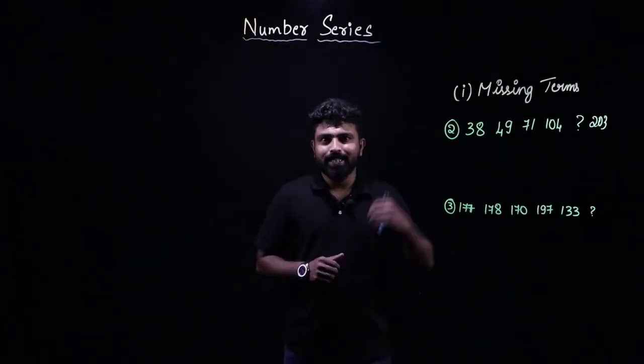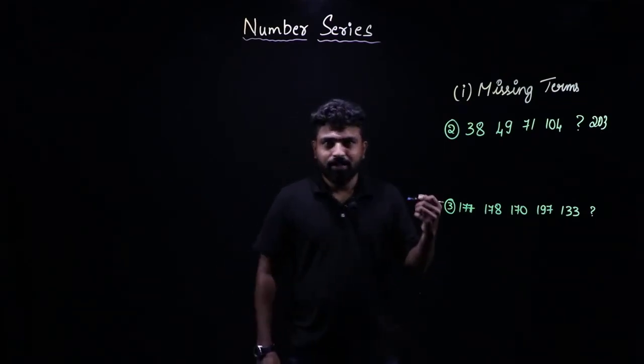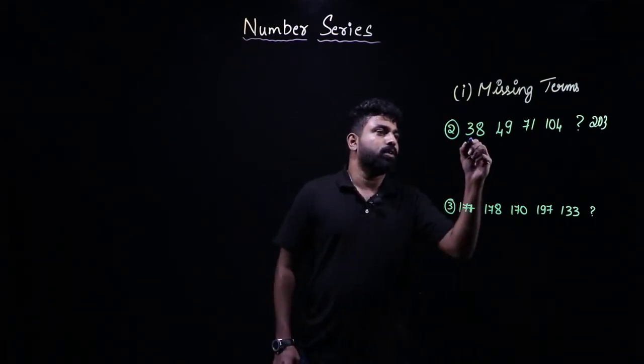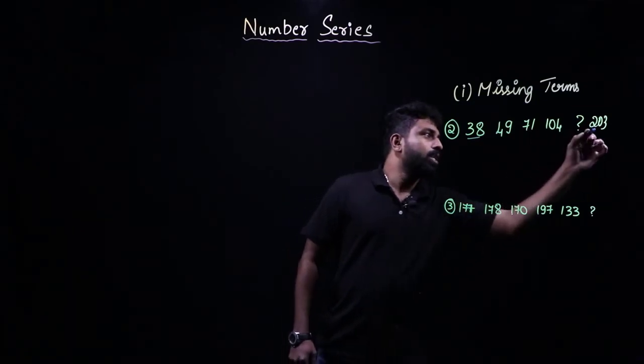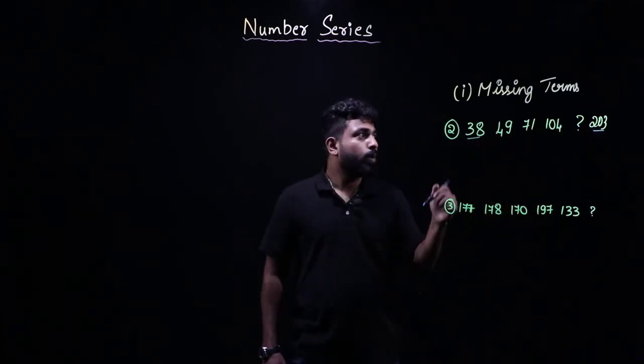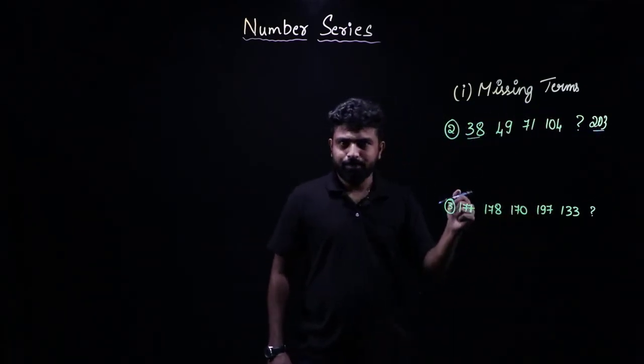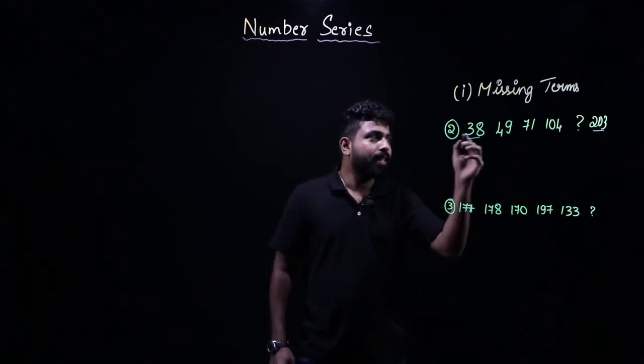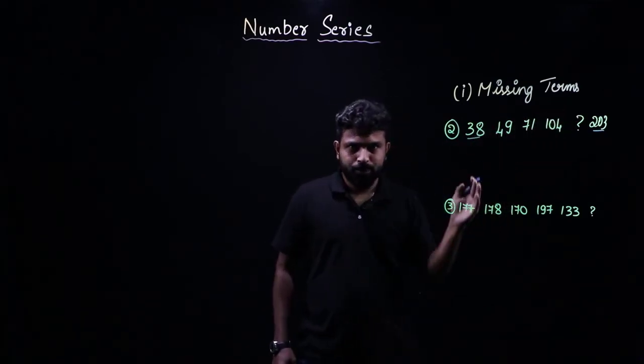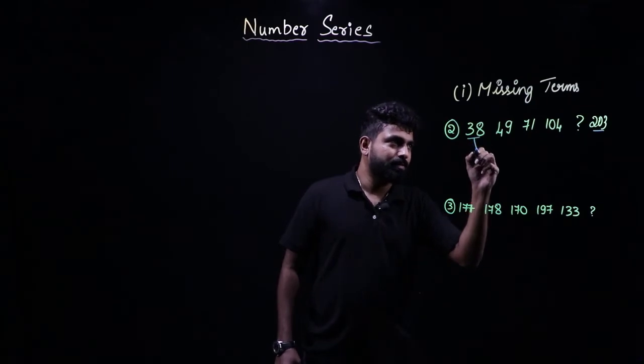Let us move on to our next example here. What are the steps we followed? We took the first term and the last term and compared them. When you compare 38 and 203, the difference is not very big. And then there's a gradual increment. Hence we started taking the difference here.